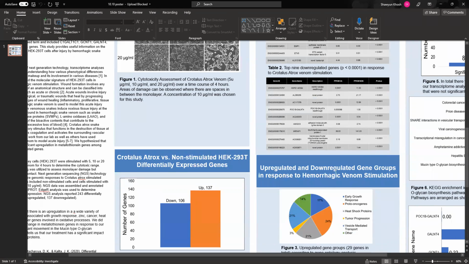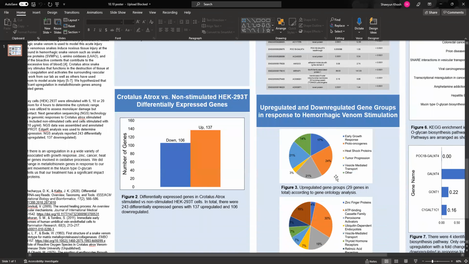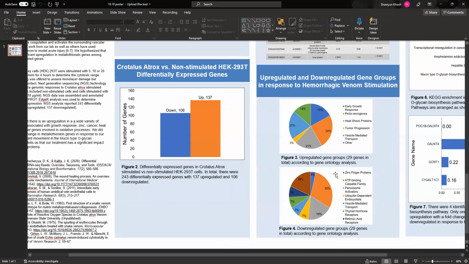This can also be seen here according to our gene ontology analysis, which showed that out of the 29 upregulated genes, 24% consisted of proto-oncogenes. We can also see here that out of the 29 downregulated genes examined, 30% were associated with the ATP binding cassette family.